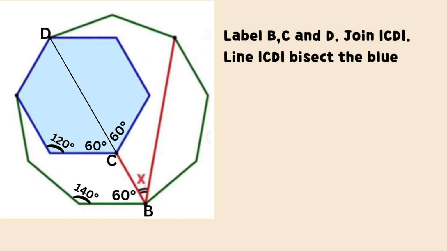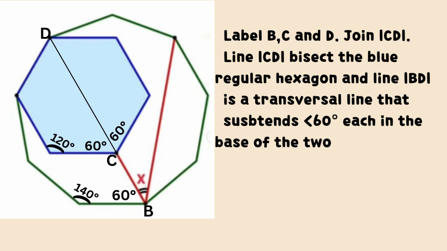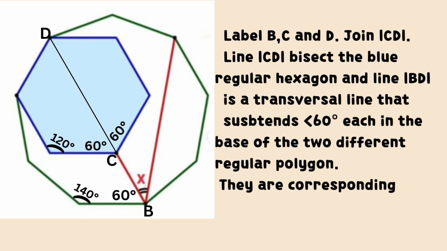Label B, C and D, and join line C, D such that line C, D bisects the blue regular hexagon. Line B, D is a transversal line that subtends angle 60 degrees each in the base of the two different regular polygons. These angles are corresponding angles.